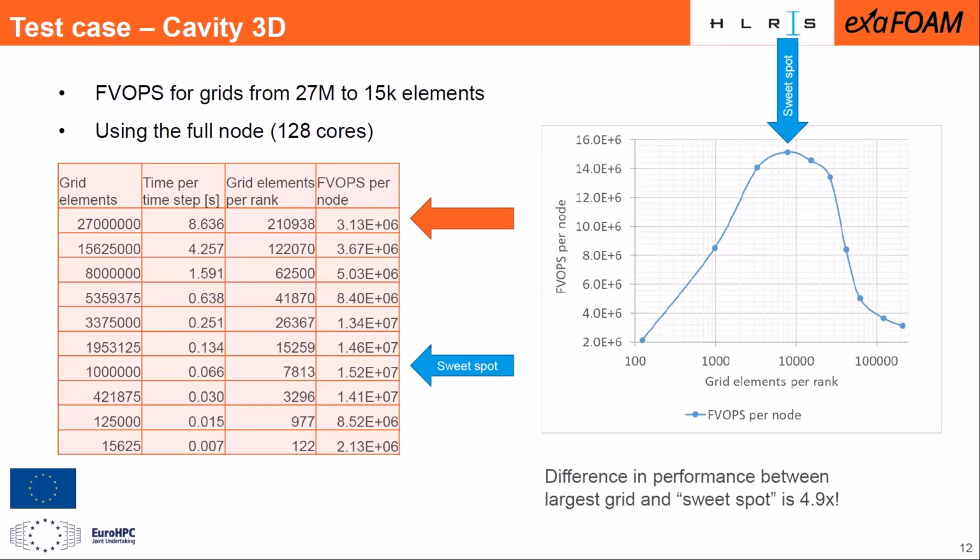We begin our strong scaling test somewhere here, with a very large number of grid elements per core. We are completely memory bound, and then we do this strong scaling test. The grid size per core gets smaller, and then we access regions of this graph with much higher performance.